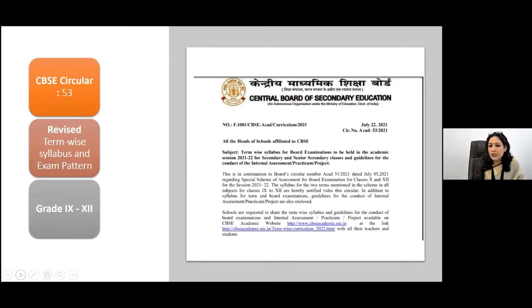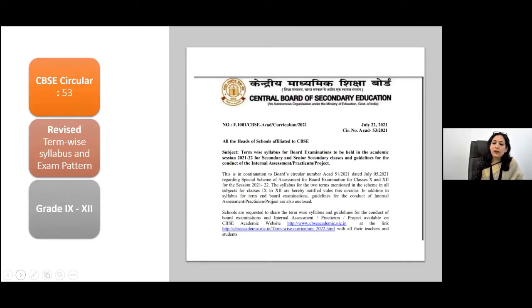This circular, released in the month of July, states that instead of having the board examination at the end of the year, we will have the examination in 2 terms, that is term 1 and term 2. The detailed syllabus for each and every subject has been released by CBSE. We had already shared with the parents, I think within that week itself, the bifurcation, the weightage and all the components, which have been explained very well.